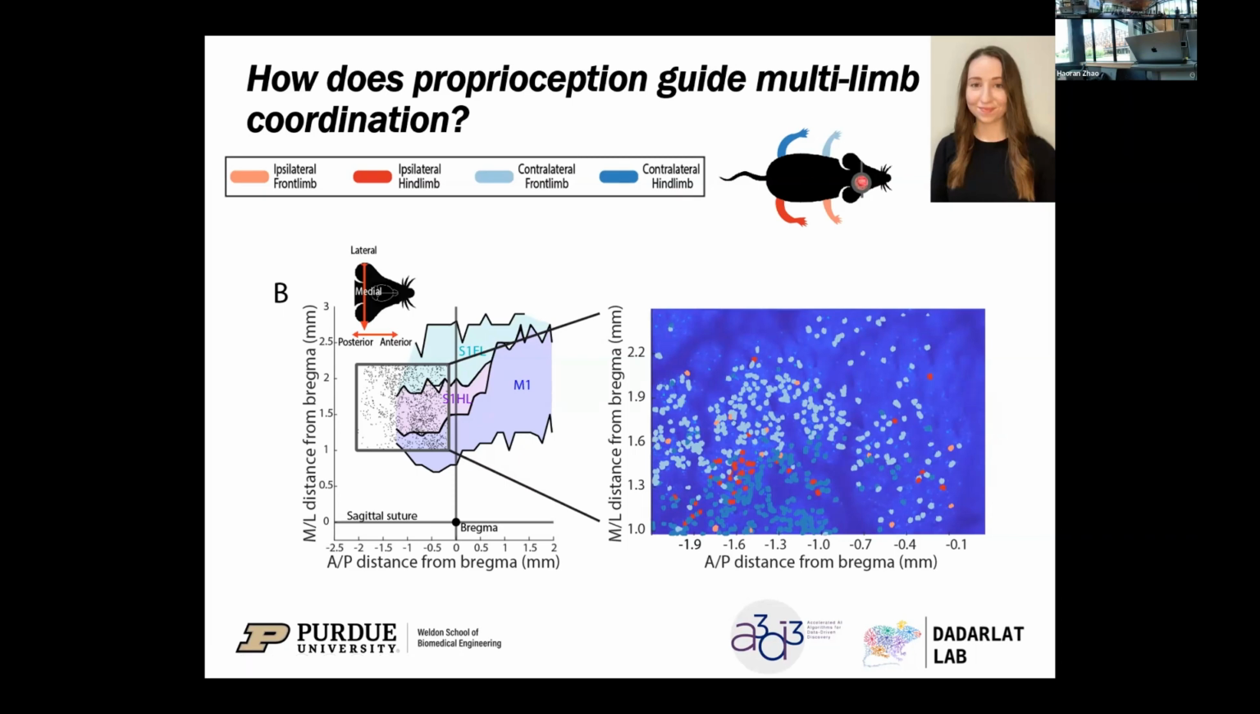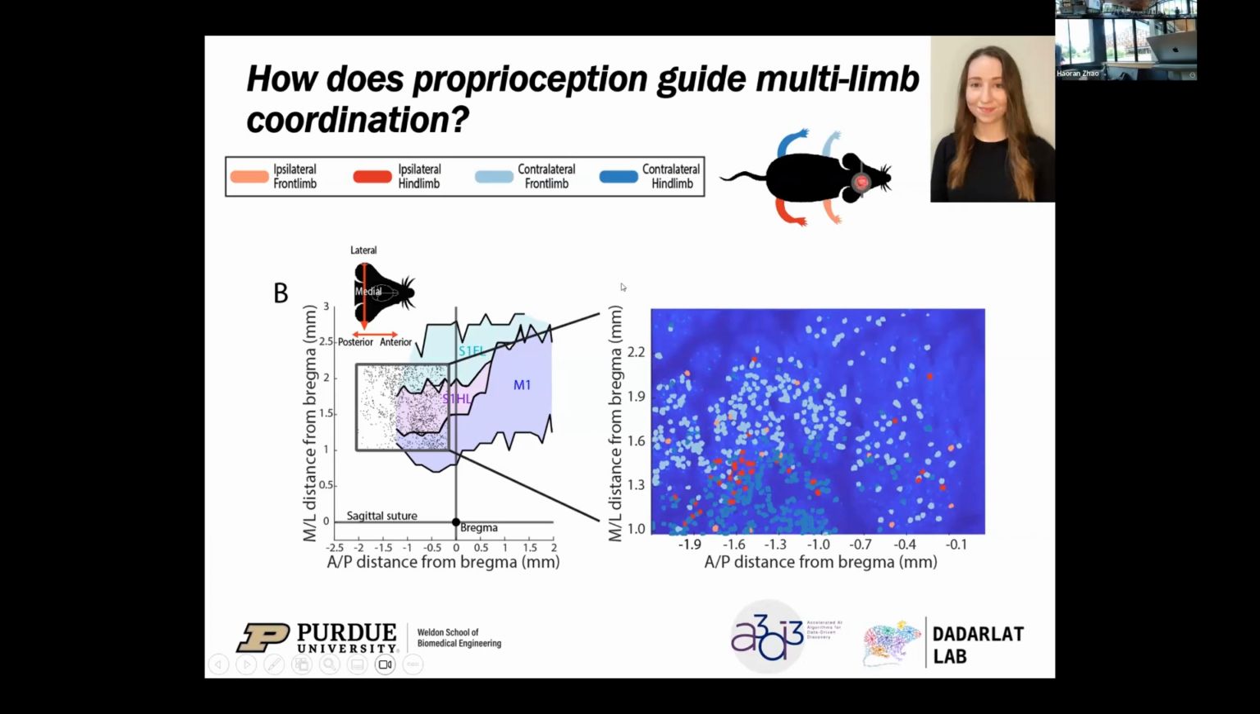I processed the data and filtered out any neurons that weren't really responding that well. And then I get this map over here. In this map, it's showing, of the neurons in that area, which limb they were responding to the most when that limb was moved. You can see these light blue neurons are responding the most to movement of the contralateral front limb. These red neurons are responding to the ipsilateral hind limb.